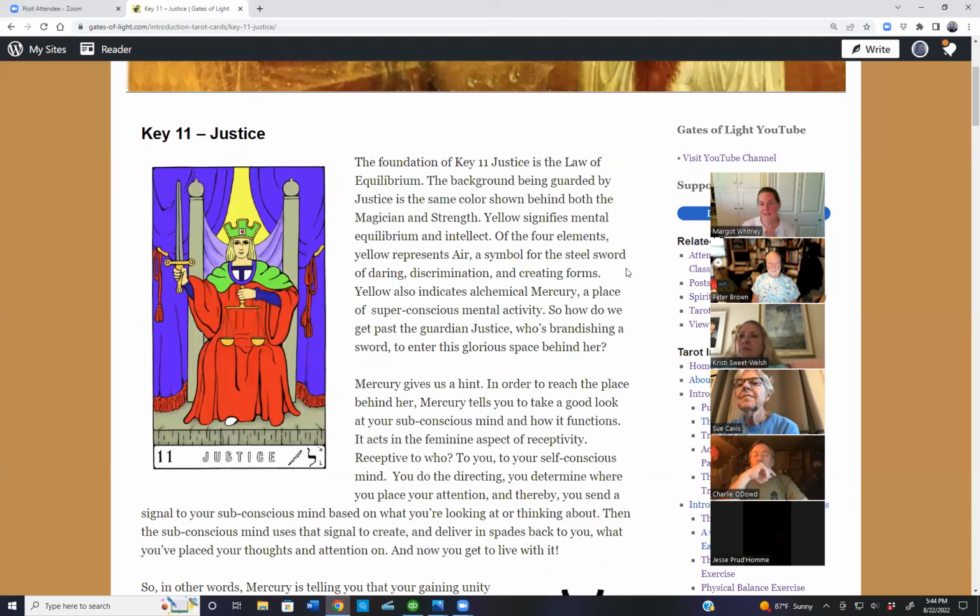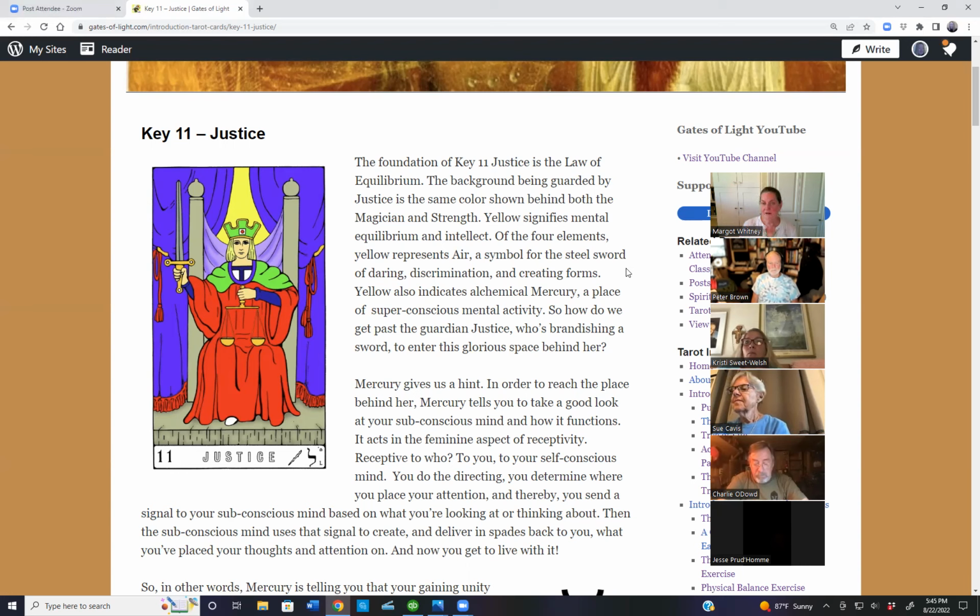The foundation of key 11, justice, is the law of equilibrium. Okay, another law, and we will find out what that means. Equilibrium means balance, and she is holding a weighing scale. So we're going to find out what is the point of equilibrium? Why do we have to know about it and understand it?